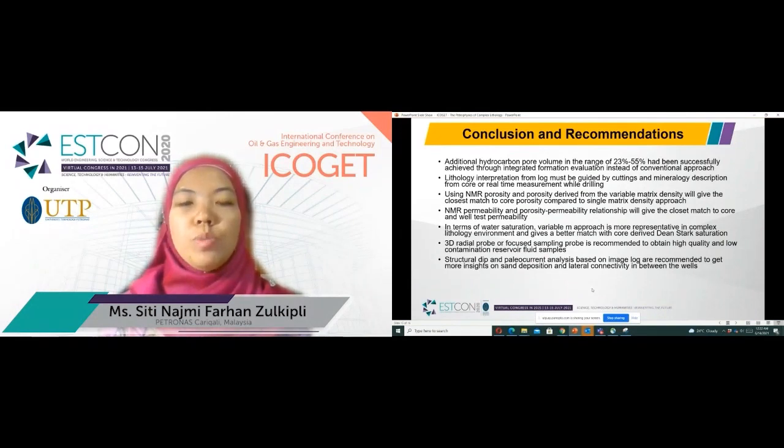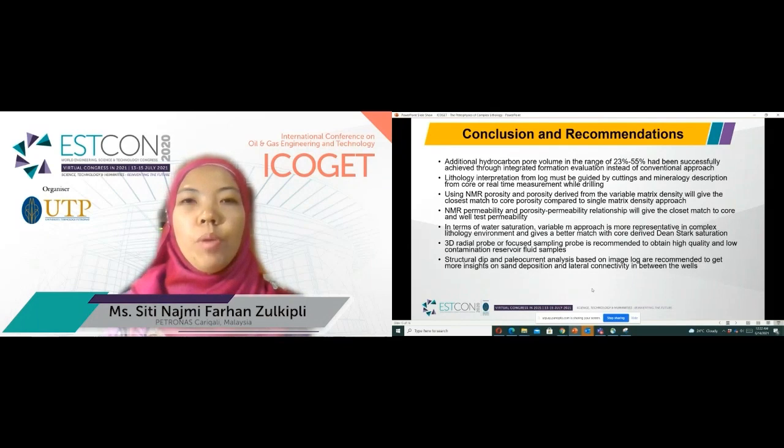Permeability is best determined from core as well as effective permeability from the well test data. The log-derived permeability must be validated using these two sources of information. In terms of water saturation, it is observed that using the variable cementation exponent or variable m approach gives a closer match to the core water saturation instead of using a single m value.